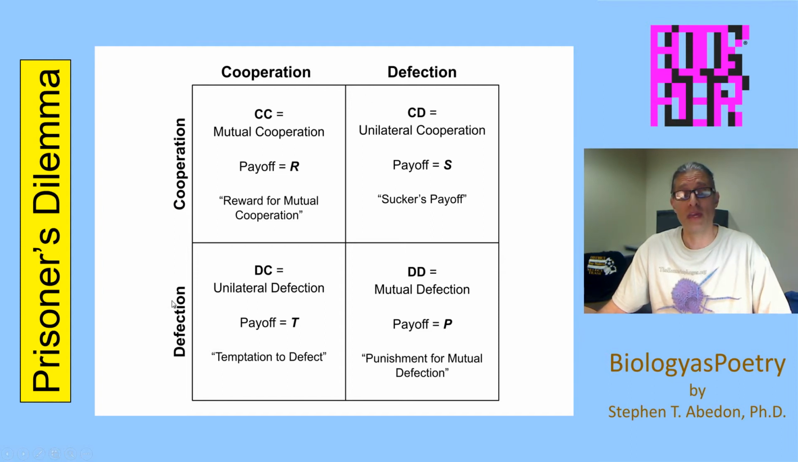It always pays off to defect, and that's because when the other player cooperates, T is greater than R. Defection is a better strategy than cooperation in terms of short-term payoff values. And when the other player defects, again, it's preferable to defect because P is greater than S. Again, the better short-term strategy is to defect, whether the other player defects or the other player cooperates.